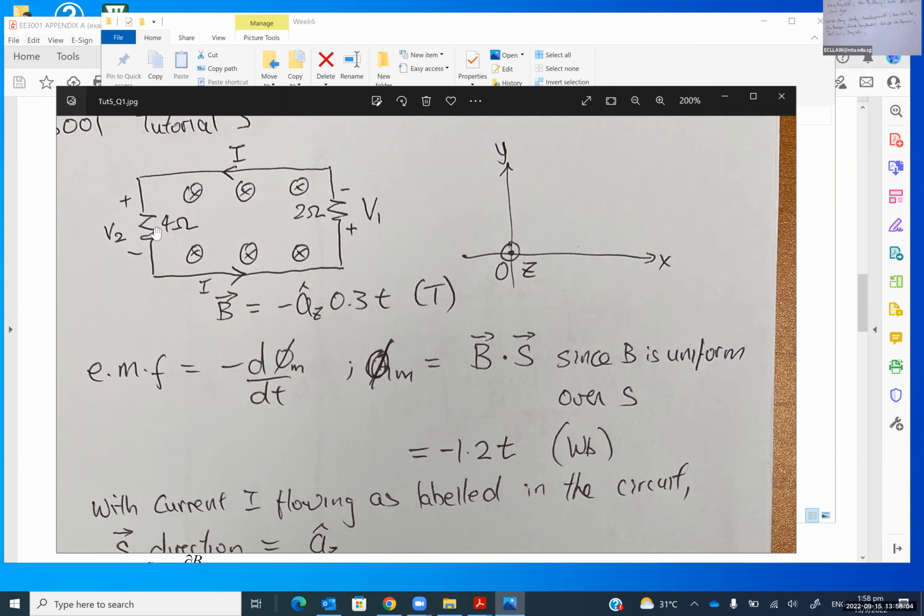Capacitor, again, DC is open circuit. If it's a sinusoidal wave for your EMF at some frequency f, you cannot say short. The reactance of a capacitor equals 1 over j omega C, so it depends on your omega and your C value. It may not be short.